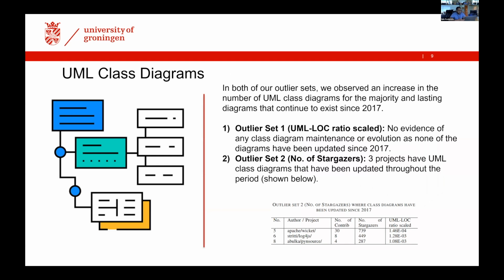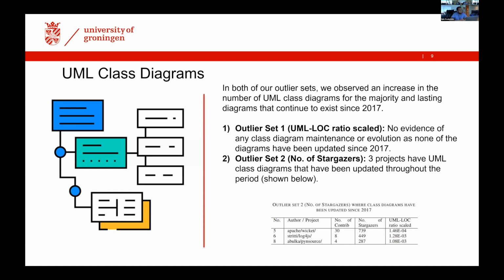The second outlier is on the number of stars. We purposely chose these metrics because we wanted to understand whether the characteristics of these two, being the ratio and also the number of stars, have any kind of impact on the UML also evolving together with the code base. So for the first set, there was no evident evolution or maintenance of any of the UML class diagrams since 2017.